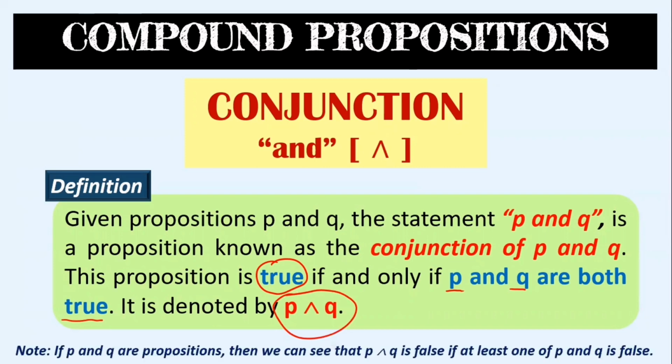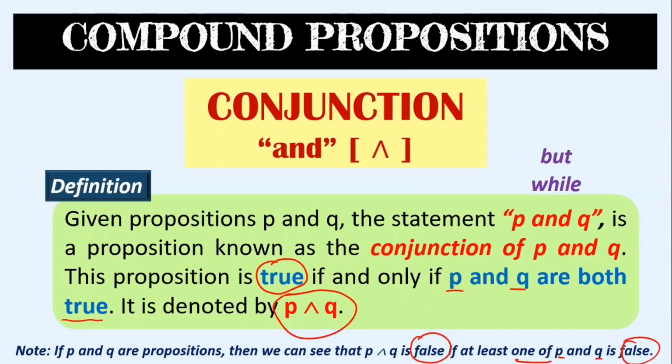Note that if P and Q are propositions, then P and Q is false if at least one of P and Q is false. And note that we can replace and by but, or we can also use while. In logic, the word but is sometimes used for and. Instead of using and, you can use but or while. In logic, we are not concerned with the distinction of those words, but and while.